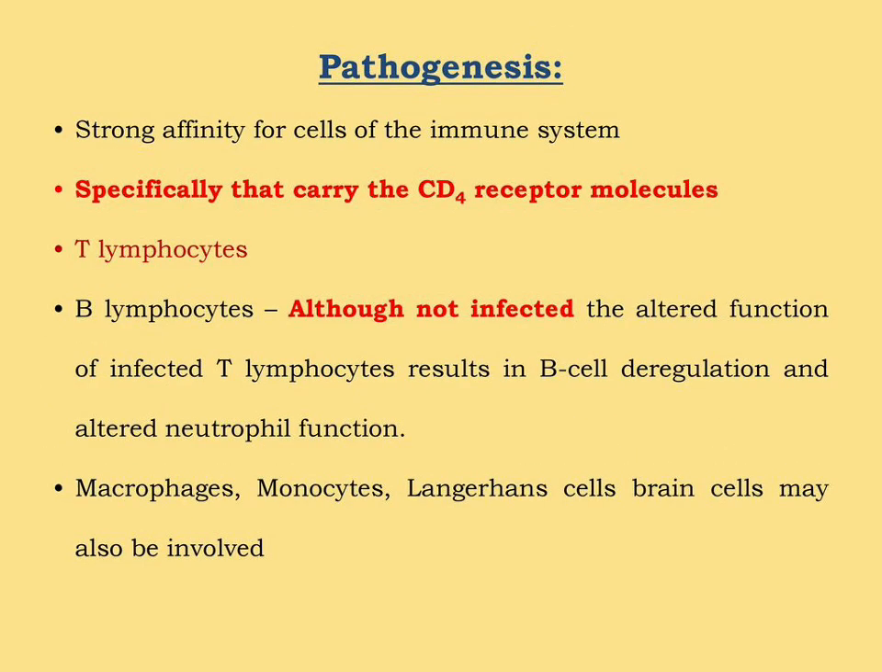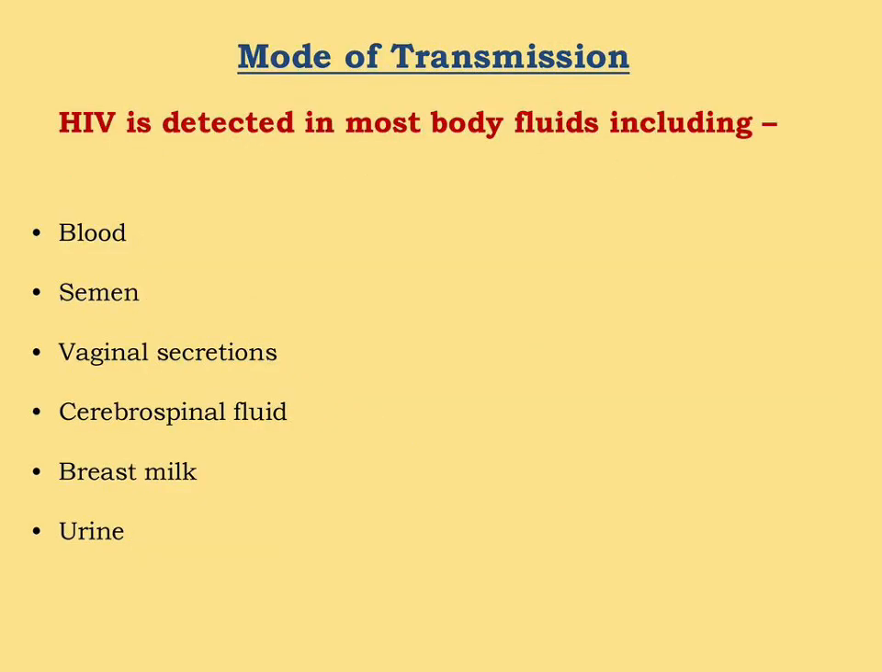Pathogenesis: HIV shows strong affinity for cells of the immune system, specifically those that carry the CD4 receptor molecules, the T lymphocytes. B lymphocytes, although not infected, show B cell degranulation and altered neutrophil function because of the altered function of infected T lymphocytes. Macrophages, monocytes, Langerhans cells, and brain cells may also be involved.